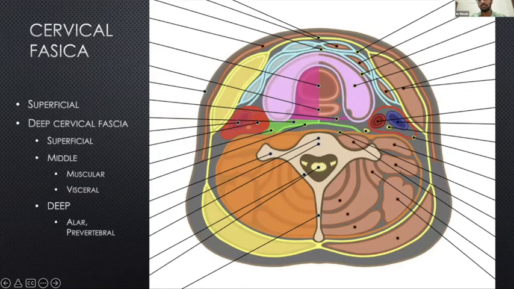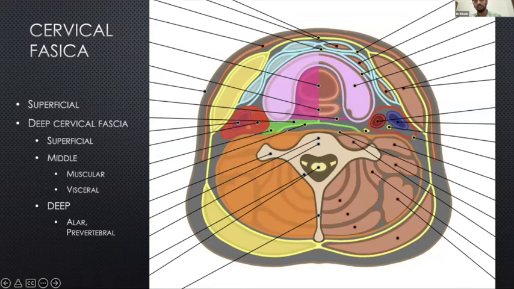The superficial layer will enclose two muscles: anteriorly the sternocleidomastoid, and posteriorly the trapezius muscle. It will also enclose two glands, the parotid and submandibular gland. Next is the middle layer. This will be the muscular part, around the strap muscles, and also visceral, that means around the thyroid gland and the pretracheal fascia in the visceral space. And coming to the deep part, it will be the alar fascia and the prevertebral fascia.